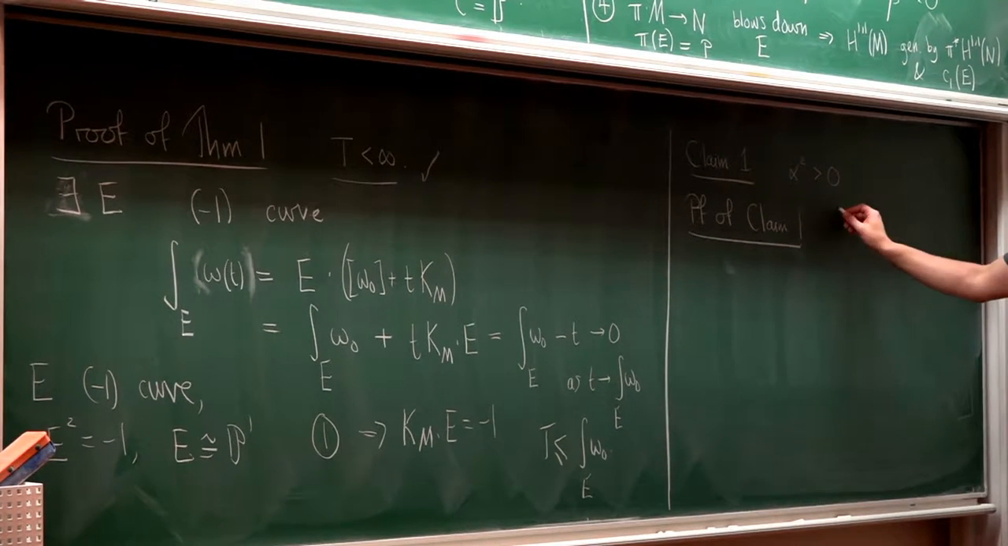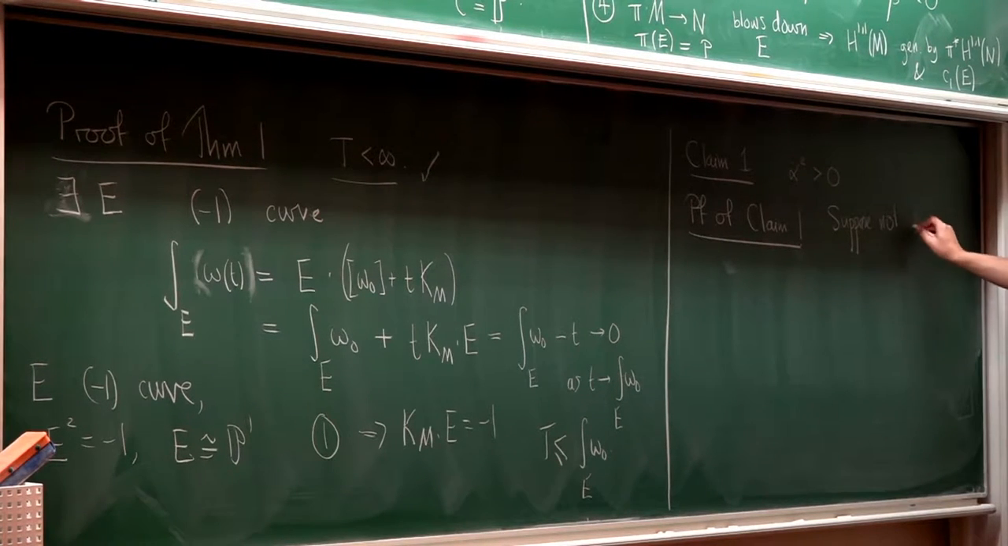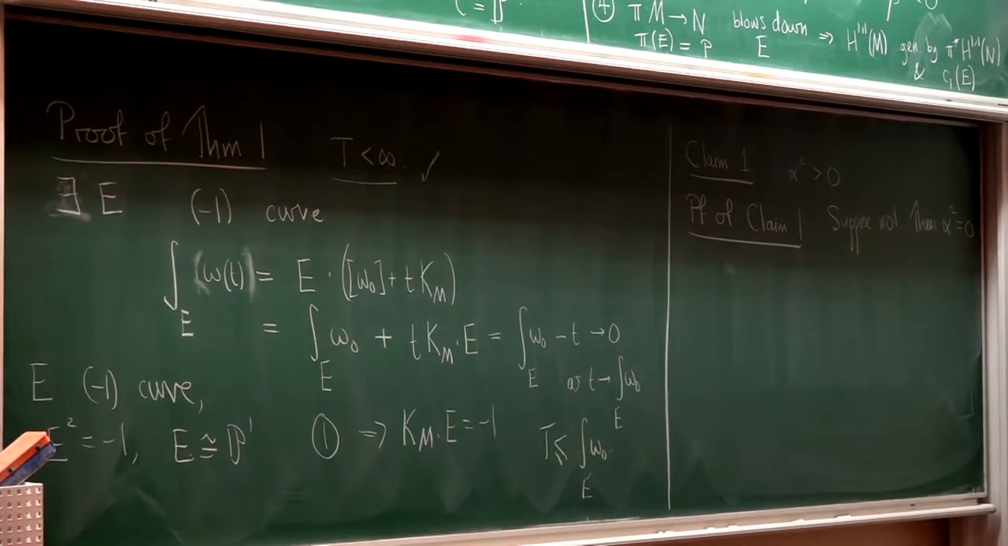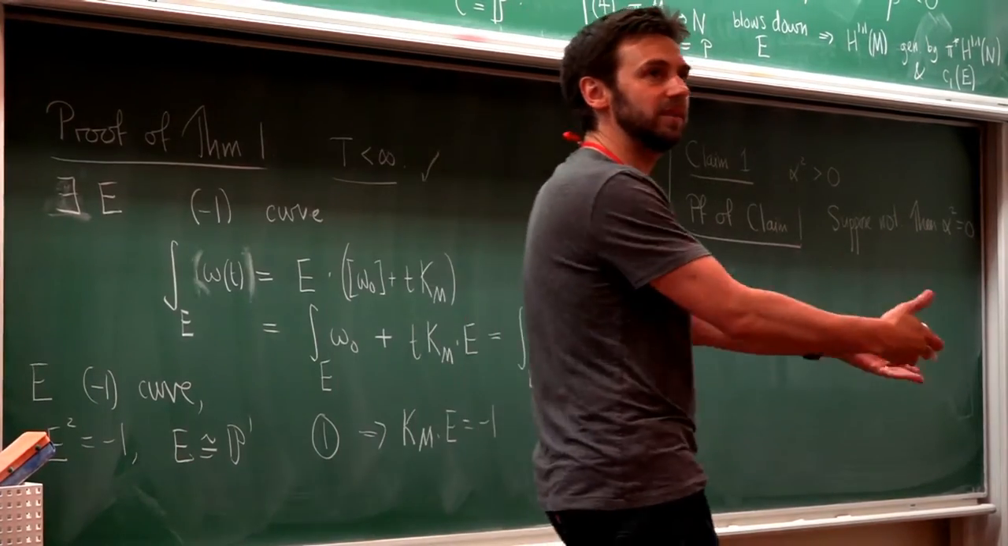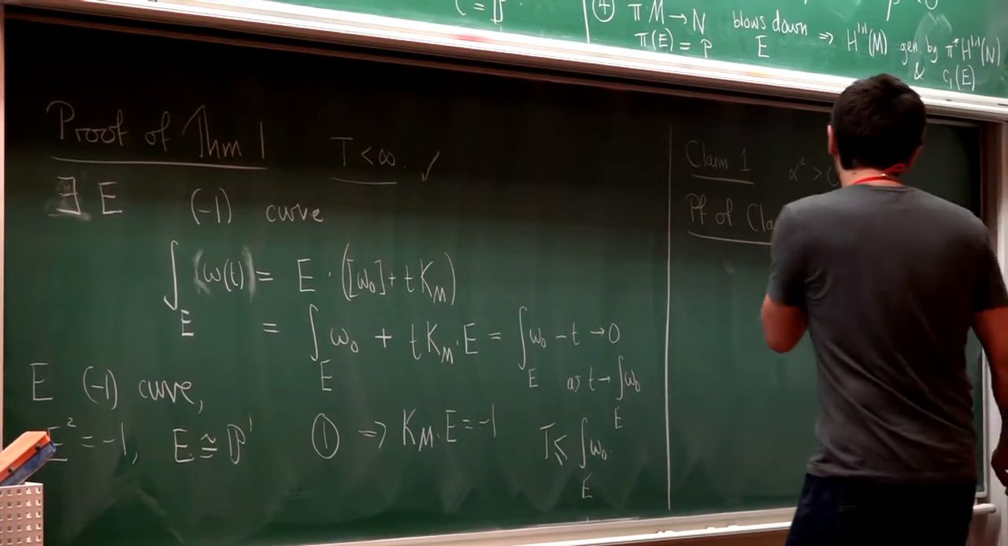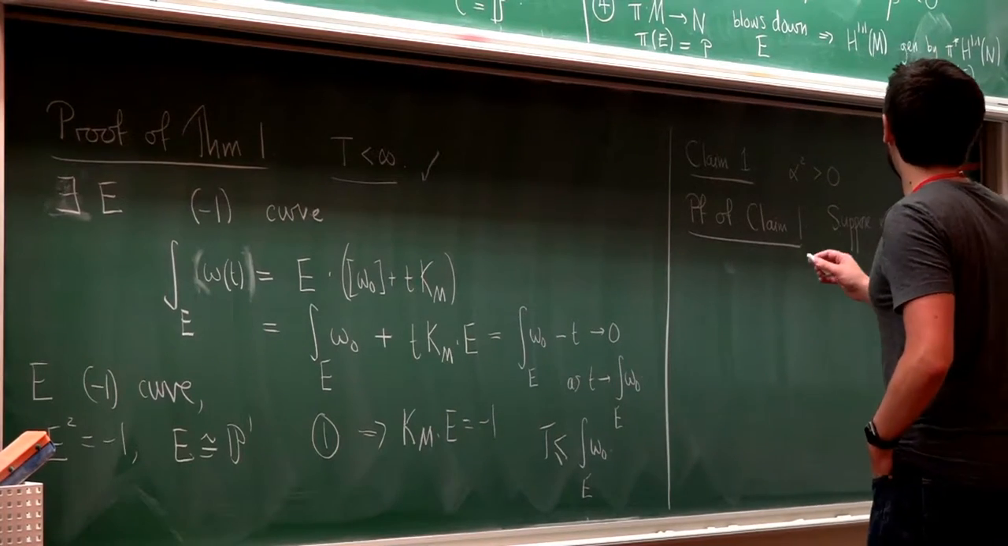Well, suppose not. Then alpha squared has to be zero. The reason alpha squared cannot be negative is just because this is a Kahler class. If you replace this capital T with a little t, this is a Kahler class, and so the volume is going to be strictly positive for all t less than capital T. So the volume, at most, could go to zero. It can't go negative. It's in the limit. So alpha squared is equal to zero.